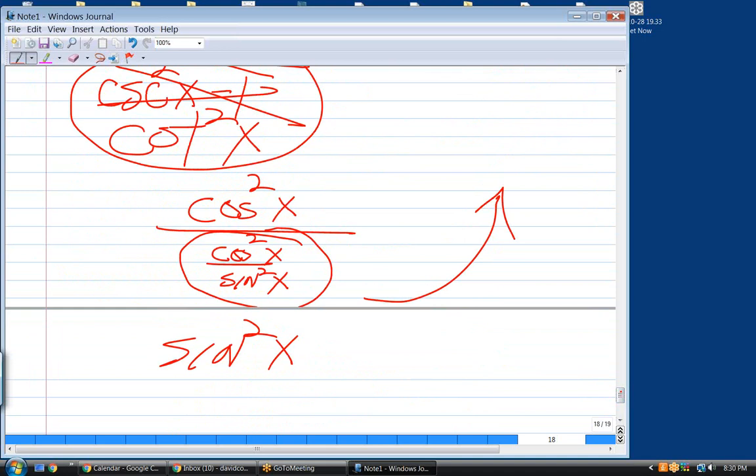That's pretty good practice for verifying trig identities that are pretty basic and simple. In other words, you just need to know your reciprocal, your quotient, and your Pythagorean identities, and you'll be fine.